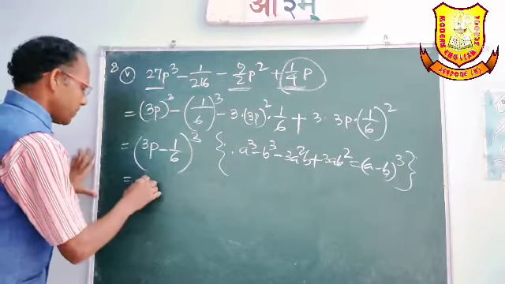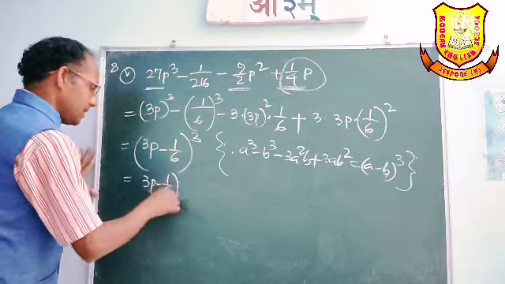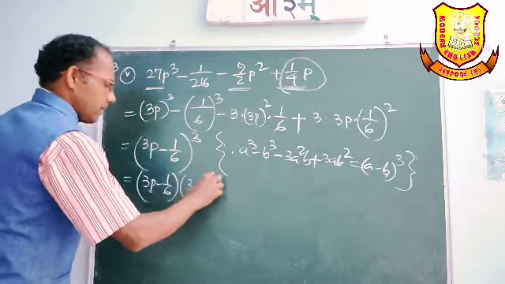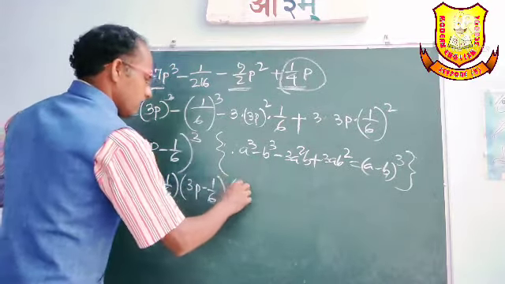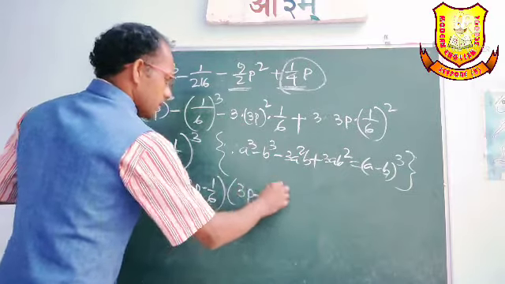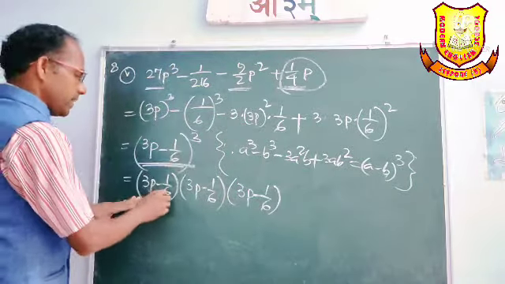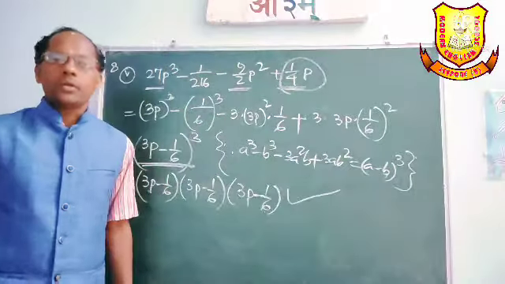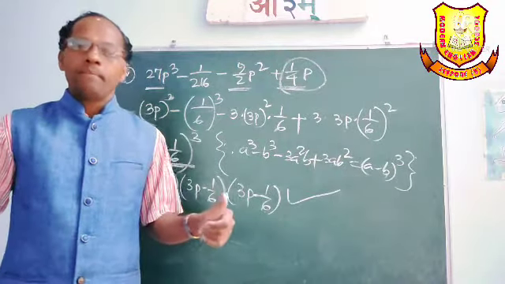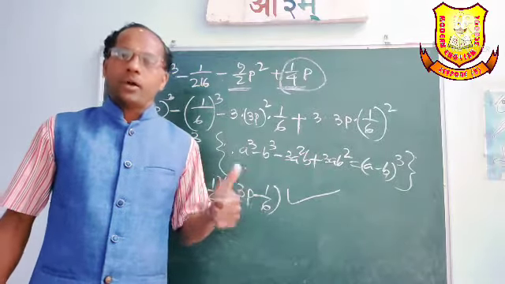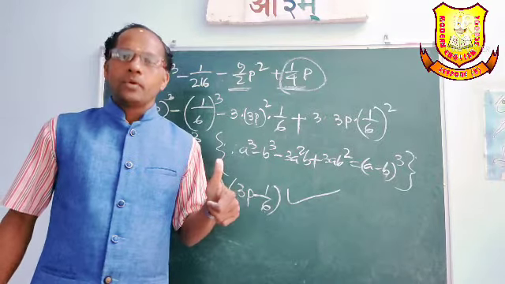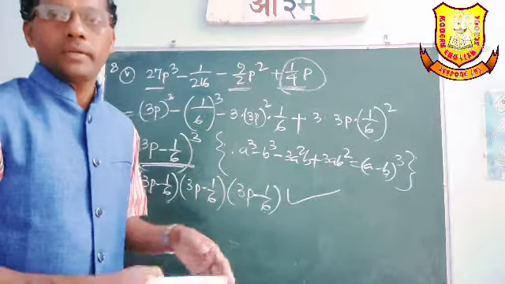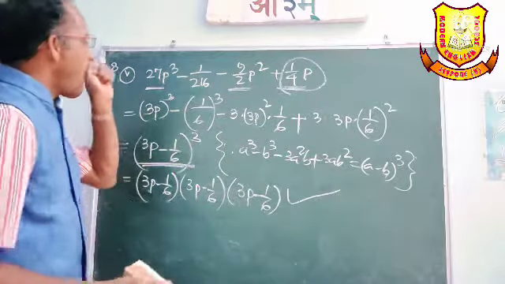That is equal to (3p minus 1 by 6) whole into (3p minus 1 by 6) whole into (3p minus 1 by 6). (a minus b) whole cube is (a minus b) into (a minus b) into (a minus b). I think everybody understood. Understood everybody? Okay, good.